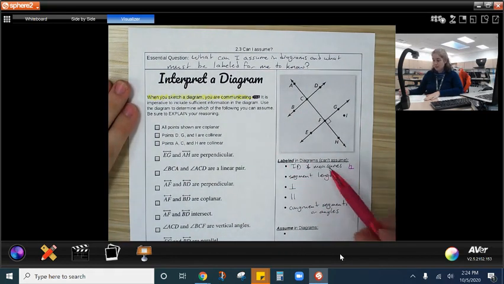Another thing we need to have labeled is segment length. If it's 5 inches, or 3x plus 12, I can't just say, oh, well, BC is 10x. I don't know that. It needs to be labeled.